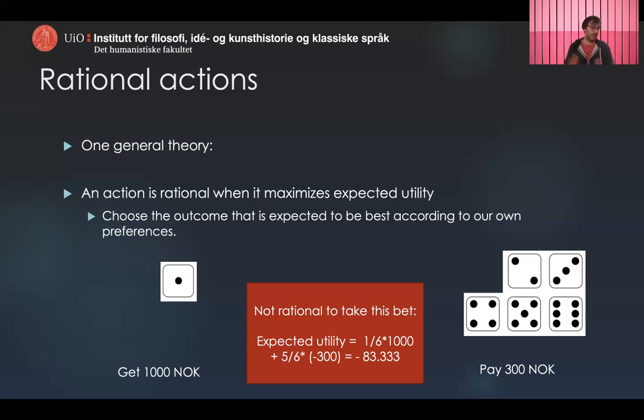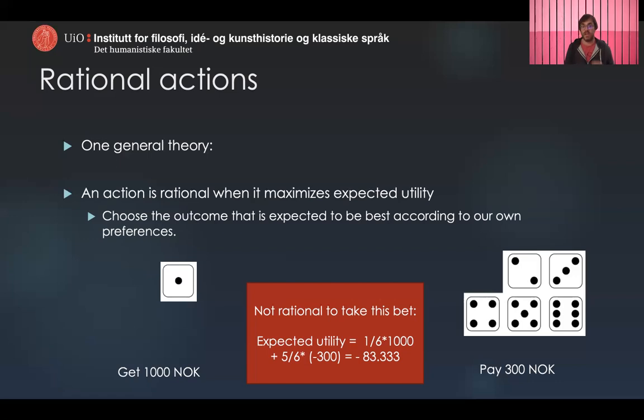Okay? So on one hand, you might think, well, choosing the one is better because you get after all 1,000. Choosing the others, but then the issue here is if you can calculate what you expect. So in 1/6 of the cases, because it's 6 sides on the dice, you will get 1,000. In 5/6 of these cases you have to pay 300. So then you calculate, well, there's 1/6 chance of getting 1,000. Then there's 5/6 chance of having to pay 300, so minus 300. So then calculate this as just minus 83.3. So the expected utility of that is negative.